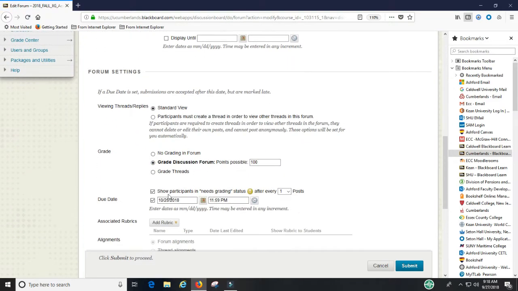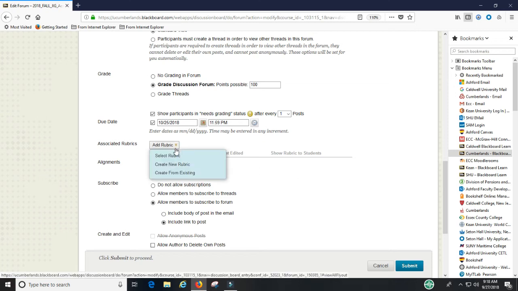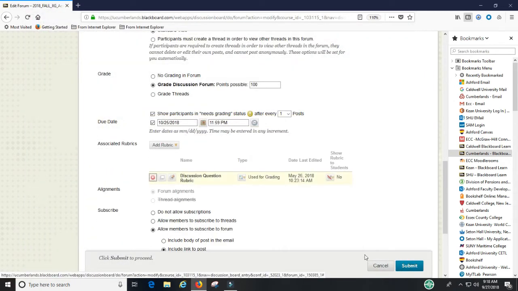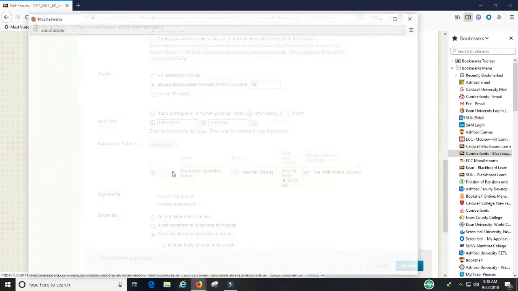It is graded. It is due on Thursday night at 11:59, your original post. Ooh, I don't have your discussion question. I didn't put it in, so let's take a look at it. Discussion question rubric. Here it is. You're going to be able to see exactly what it is. Let's take a look at it.